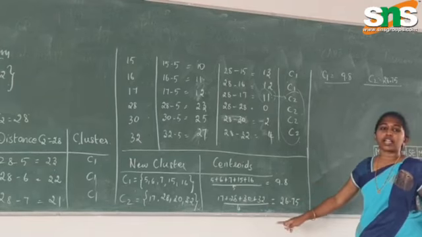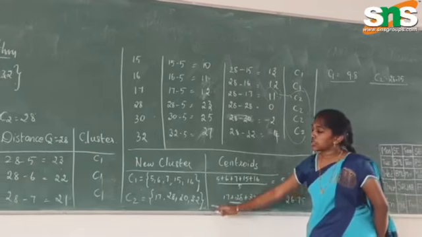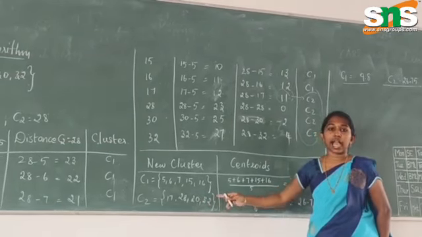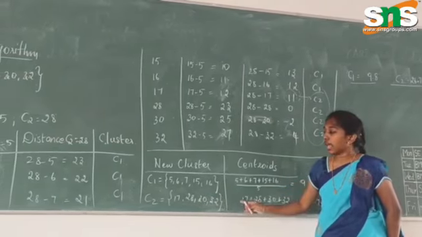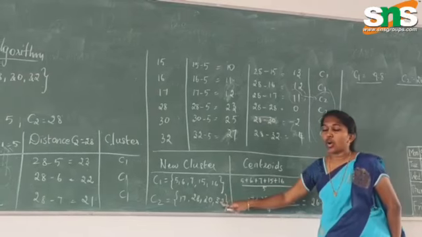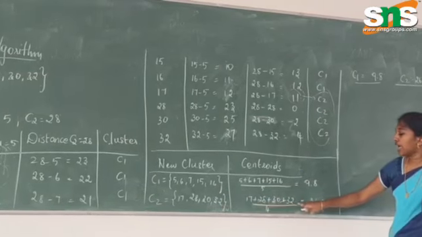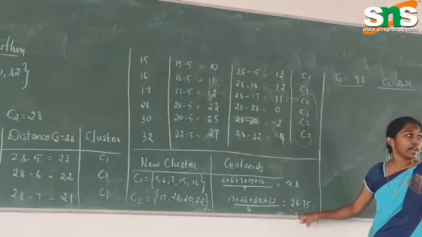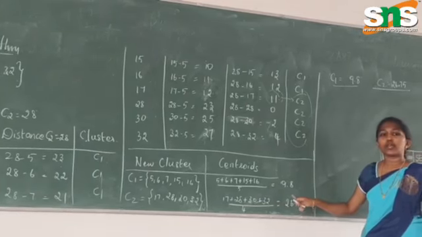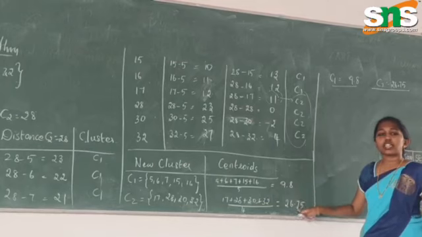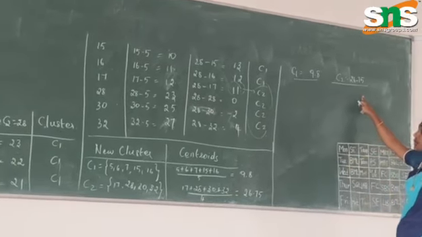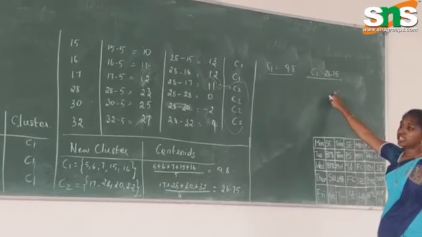Similarly we are going to calculate for C2 also. In C2 there are 4 points. I take the average of these 4 points: adding all 4 points and dividing by 4, I get an answer of 26.75. So this is the next centroid value, and the C2 value will be 26.75. So these are the two centroids. The C1 value will be 9.8 and the C2 value will be 26.5. So these are the two centroids.